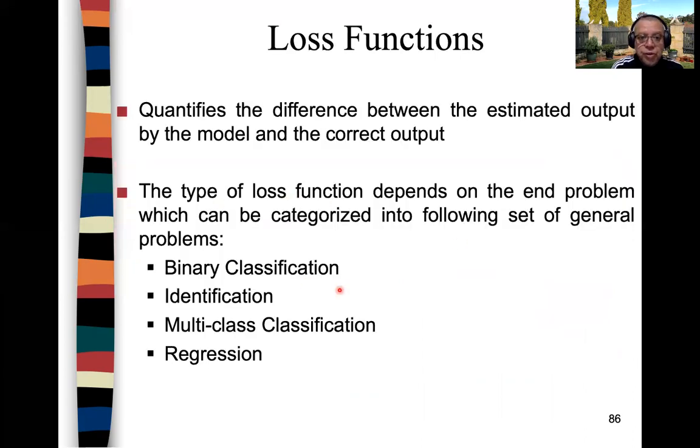So the loss function definition: it quantifies the difference. Before, we called it the error function when we looked at the multi-layer perceptron. Now in the case of the CNN, it's called the loss function. So it quantifies the difference between the estimated output, or the actual output produced by the model, and the correct output, or the desired output, or the ground truth. And the type of loss function depends on the problem that you're trying to solve, whether it's binary classification, identification, multi-class classification, or regression, and so on.